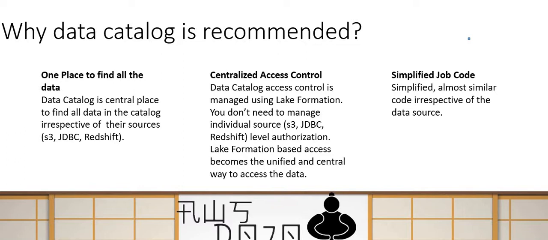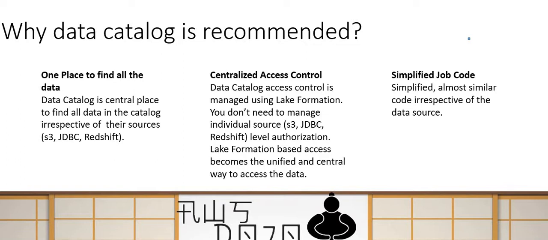Similarly, if I'm talking to Redshift, I have to use the Redshift Data API, for instance, right? So depending on different data sources, if you're talking to data sources directly, you have a different set of libraries to talk to different types of data sources. But if you are talking to the data catalog, there is almost similar code, irrespective of whether you are talking to data sitting inside an S3 bucket, or a JDBC endpoint, or Redshift.